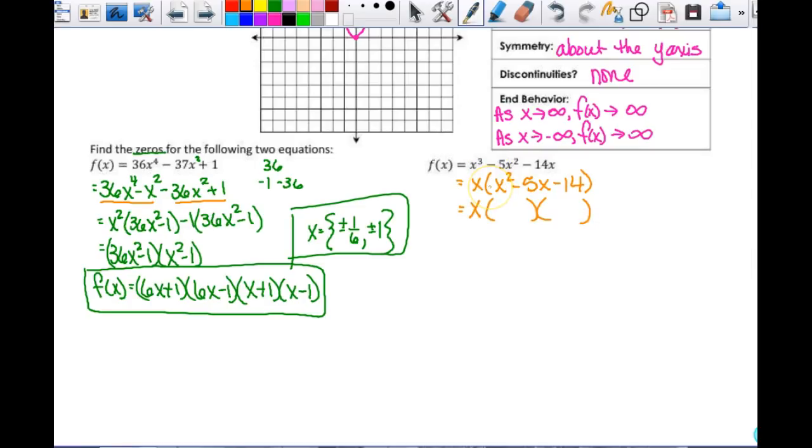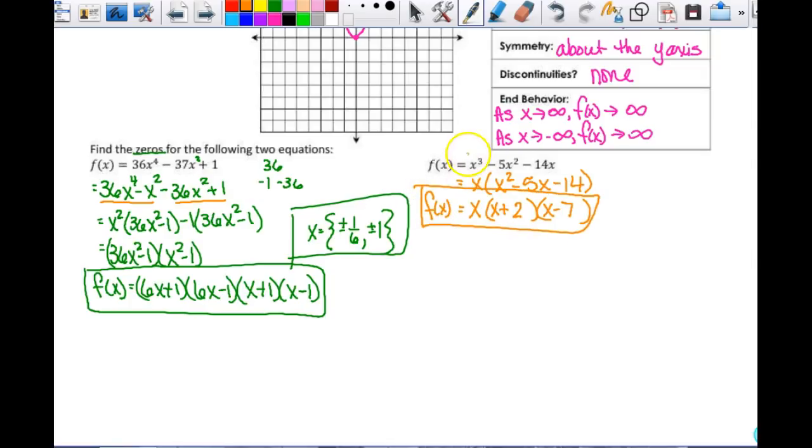A is 1, so that's fantastic. So I need two numbers that are going to multiply to give me 14. This is negative, so that means the signs are opposite. So they're going to have to subtract to give me a -5. So that would be a +2 and a -7. So that is completely factored.